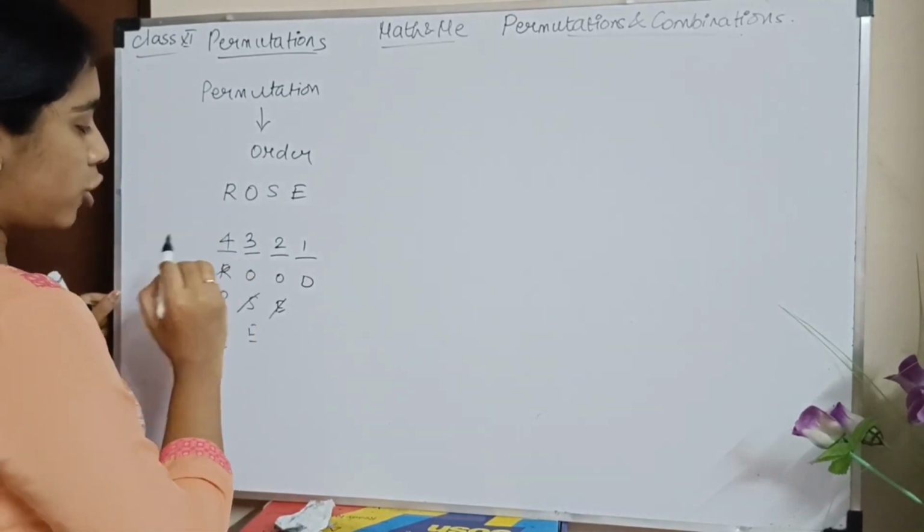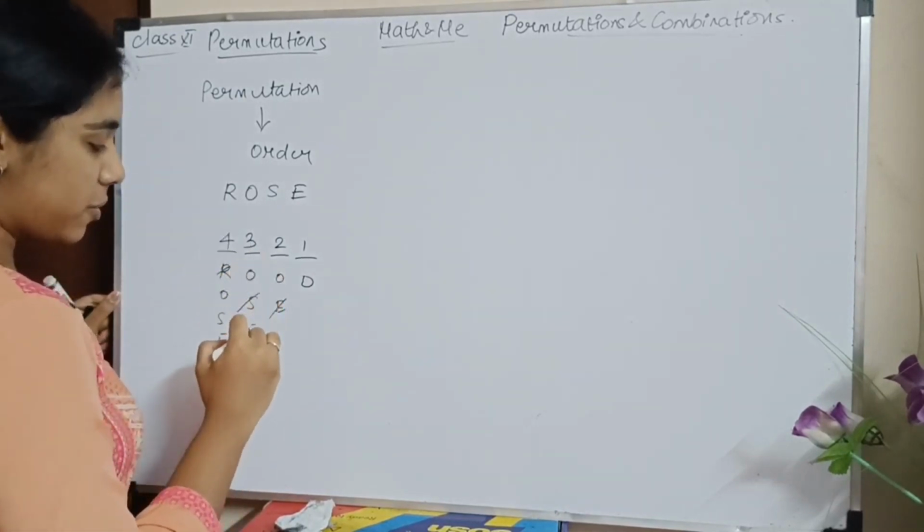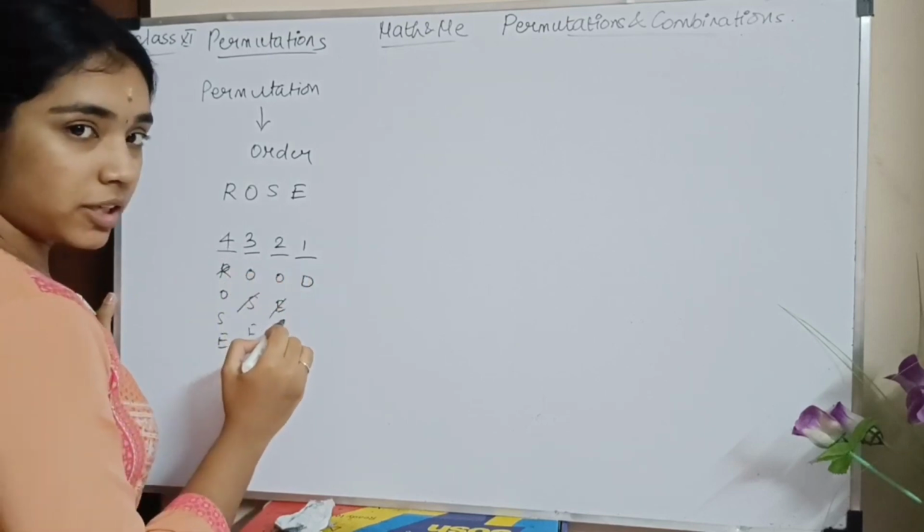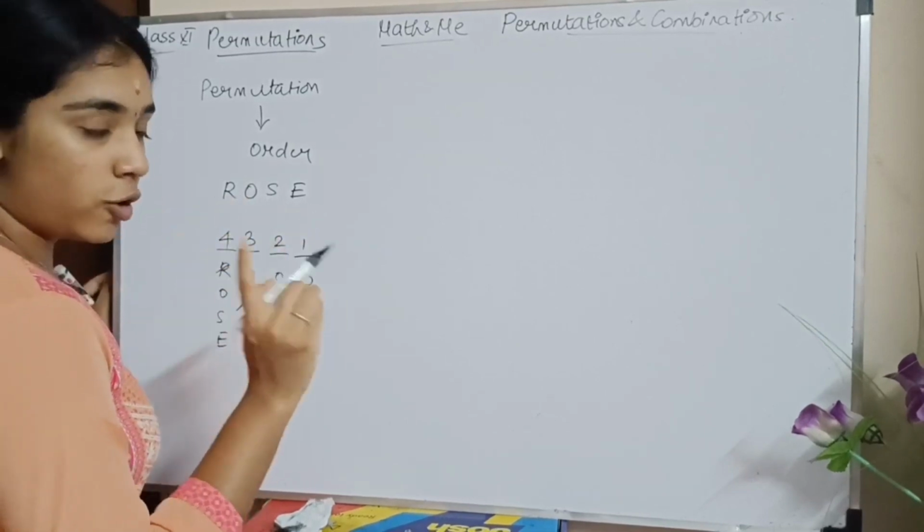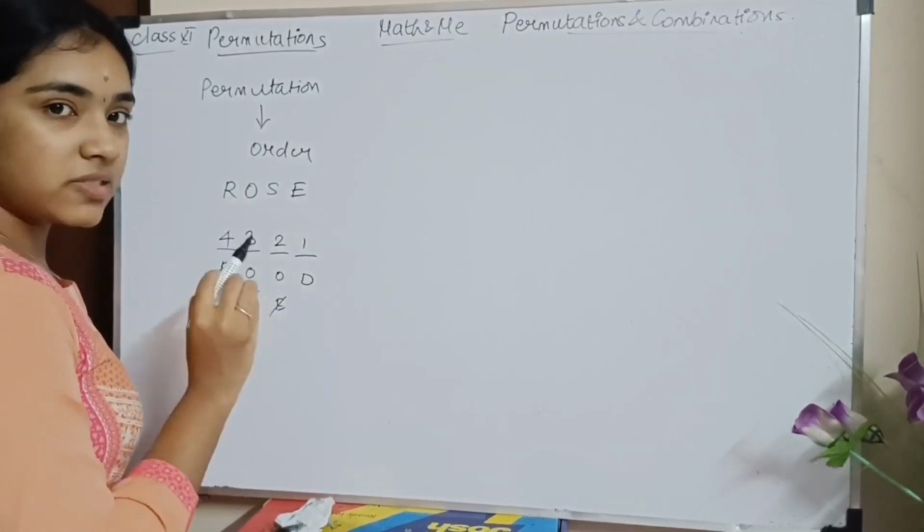Correct? So I have 4 options for my first, 3 options for my second place, 2 options for my third place and only 1 option for my fourth place. So in that, order is very very important.